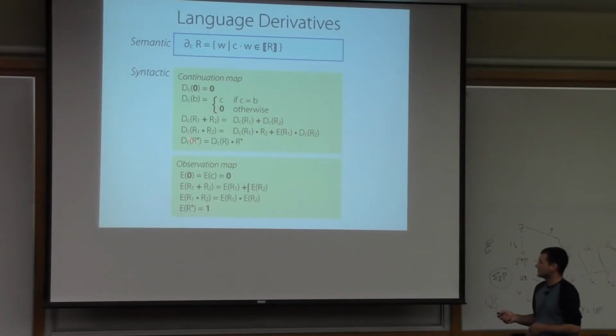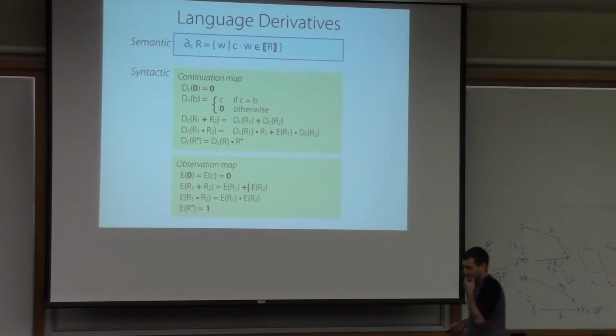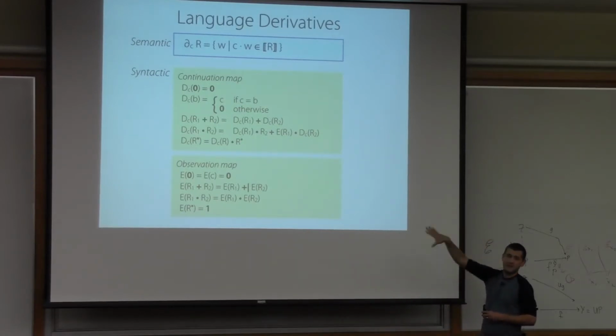And then the star case is simple. We're going to take a C out of somewhere. It has to come out of R. And after taking a C out of R, we still have all of our star left. OK, so this is the standard definition of a derivative. And you can prove a little lemma showing that E and D have the properties that I said they should.